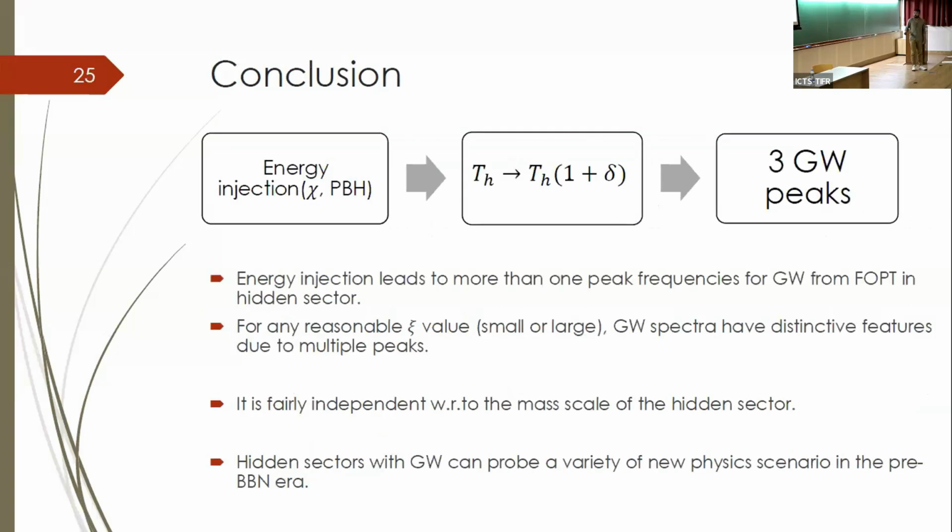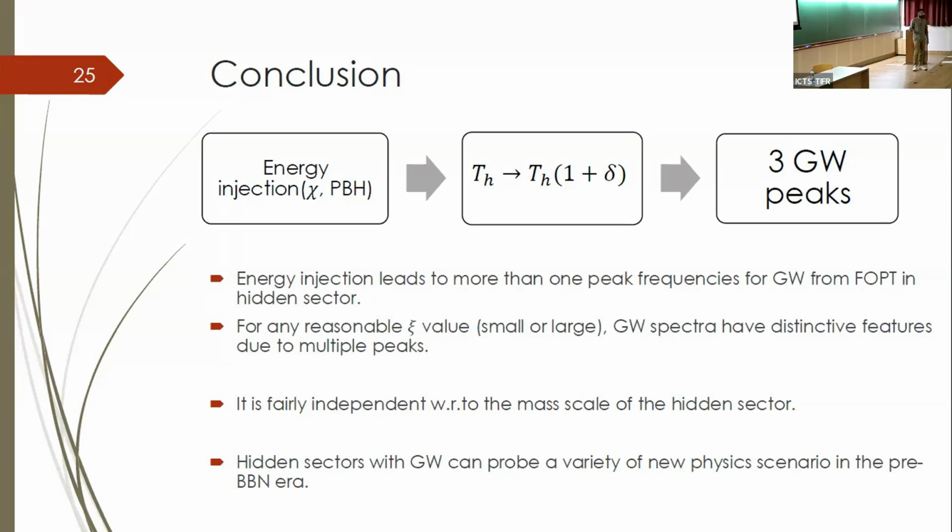To conclude, the idea here was a very simple framework in which, if there is some energy injection, either via PBH or modulus decay or any other method that you like, then this can lead to the hidden sector temperature going from T_H to T_H(1 + delta). If the hidden sector has the capacity for a phase transition, this can lead to multiple phase transitions which are correlated and which can show up in the overall gravitational wave spectrum as three gravitational wave peaks. It is also fairly independent of the mass scale of the hidden sector.